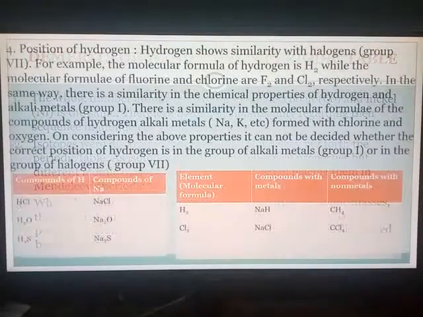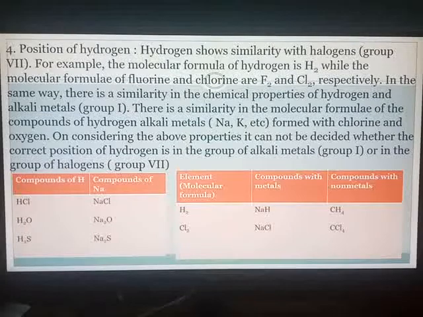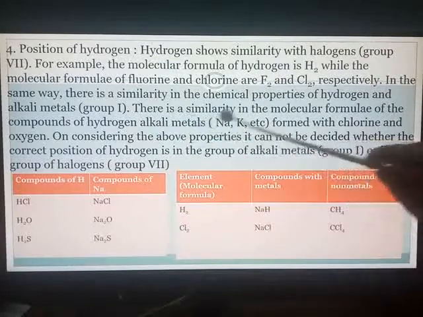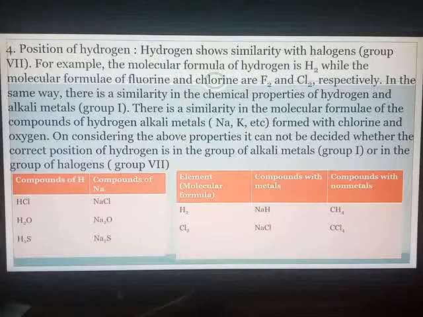And fourth, very important, was about the position of hydrogen. Now, this hydrogen shows similarity with halogens, and also there was a similarity in the molecular formula of compounds of hydrogen with alkali metals. So Mendeleev was not sure how to place or which position to be given to hydrogen, because it resembles both halogens and alkali metals. So where to place this hydrogen was a big problem ahead of Mendeleev. And if any of the elements is not getting a proper position, means your discovery is not up to the mark. So it is counted under a demerit.